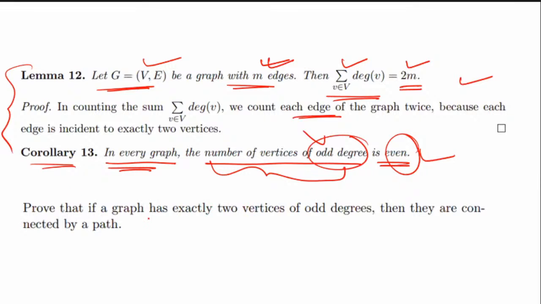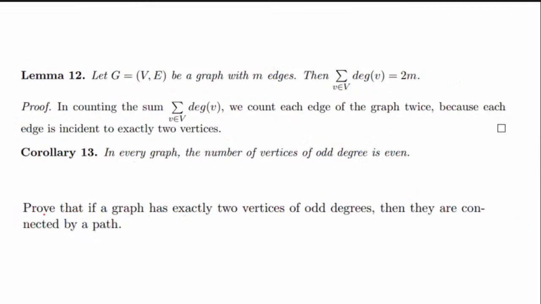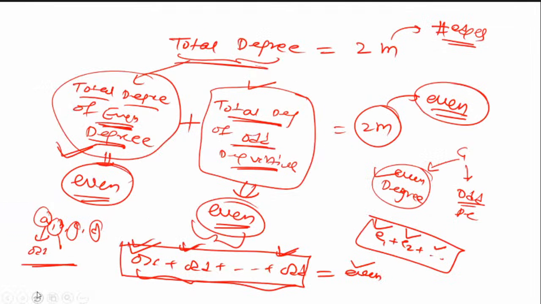Now let's see this question. It says, prove that if a graph has exactly two vertices of odd degree, then they are connected by a path. This question is an application of the degree sum formula. We have seen these two things, and now this question is just an application of how you can apply the degree sum formula. Let's read what it is asking: prove that if a graph has exactly two vertices of odd degree, then they are connected by a path. Now we can prove it very easily.